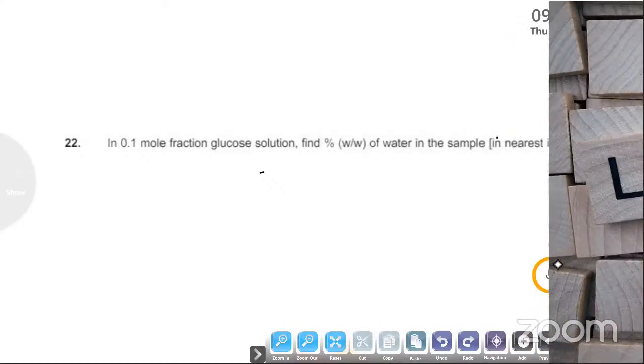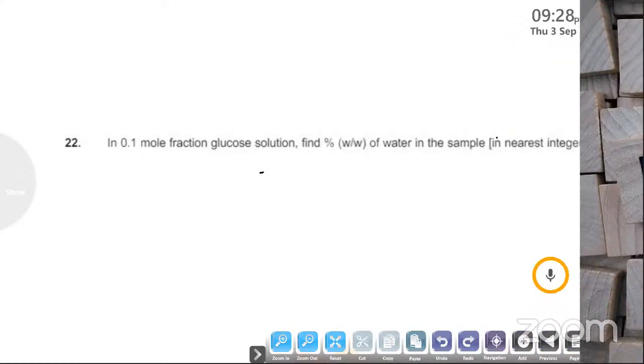Okay, right. Look here. Mole fraction is given and a solution is given. Glucose solution. So glucose is the solute, water is the solvent here. So XA plus XB, the mole fraction of glucose plus the mole fraction of water, is equal to 1.